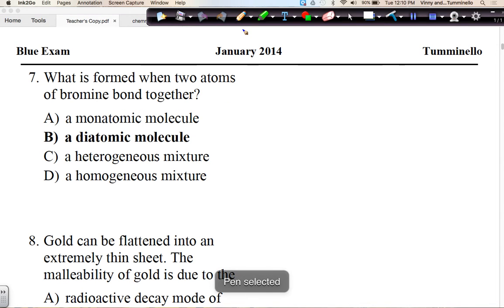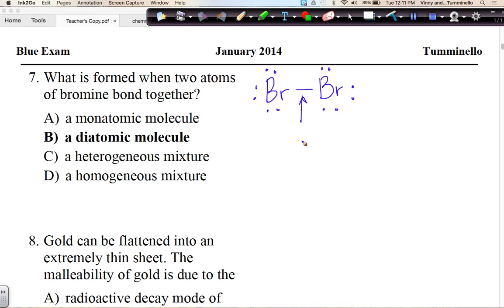What is formed when two atoms of bromine bond together? Bromine is a non-metal, and when two atoms of bromine bond together, we'll get a dot diagram that looks like this. This bond here will be considered a non-polar covalent bond. Sorry, I keep messing that up. Either way, it'll be considered a non-polar covalent bond.